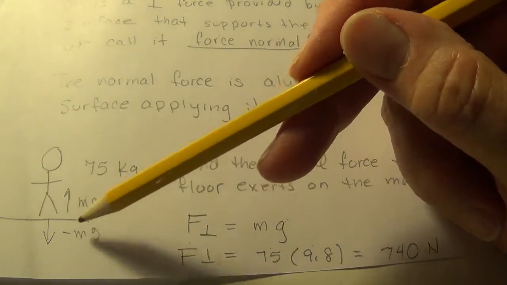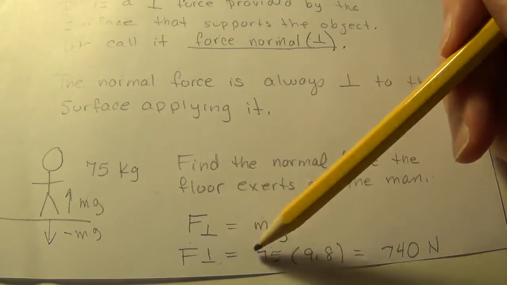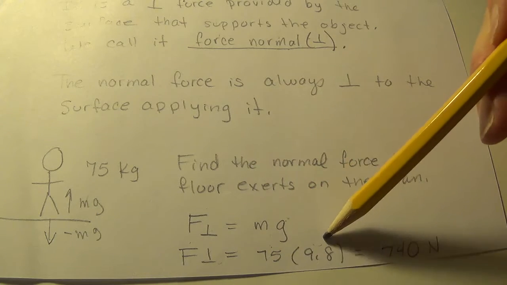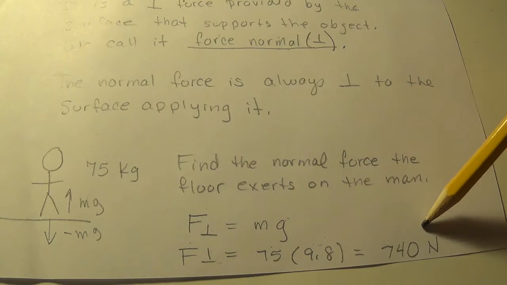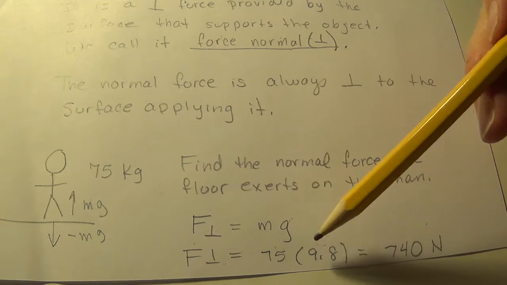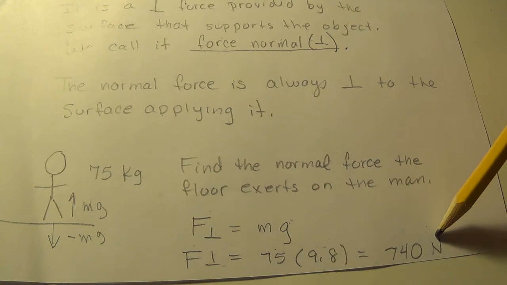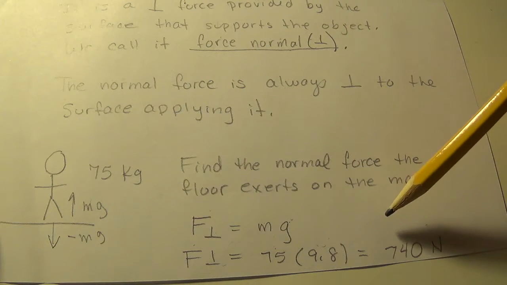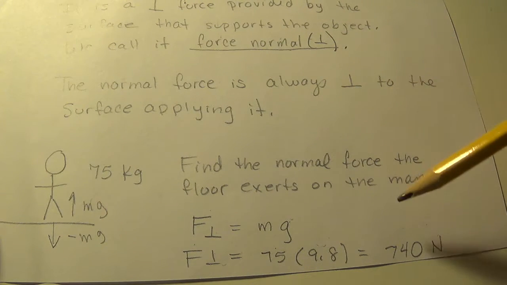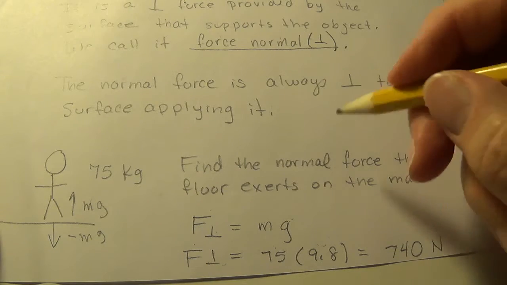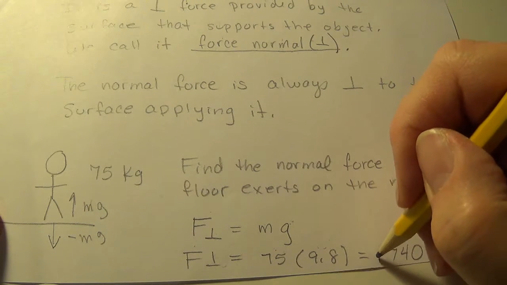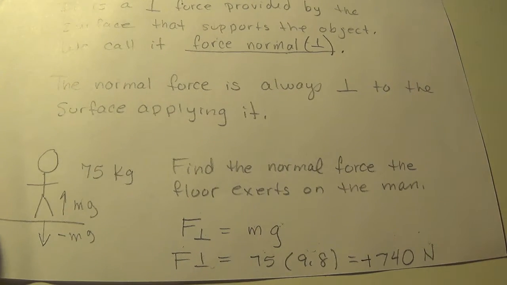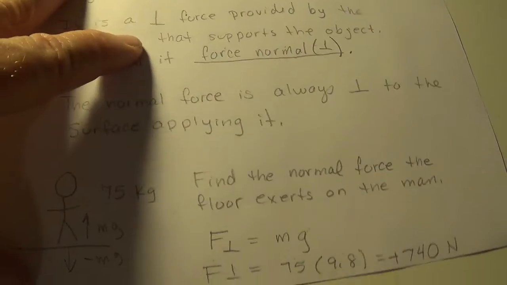And notice if I asked you to find his weight, it would have given you the same calculation. So 75 times 9.8 is 740. We're working in metric, so we have newtons. 740 newtons upward is the normal force. So when I don't put a sign here, it's understood that it's positive. So it's an upward force of 740 newtons.